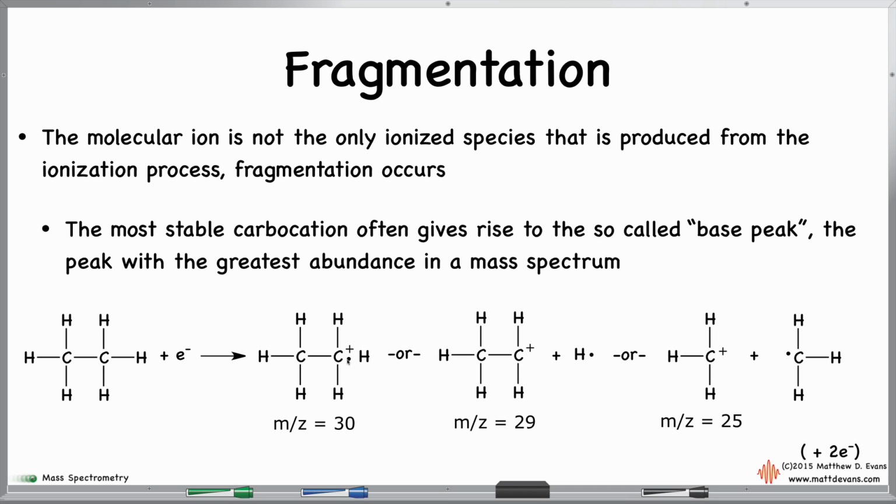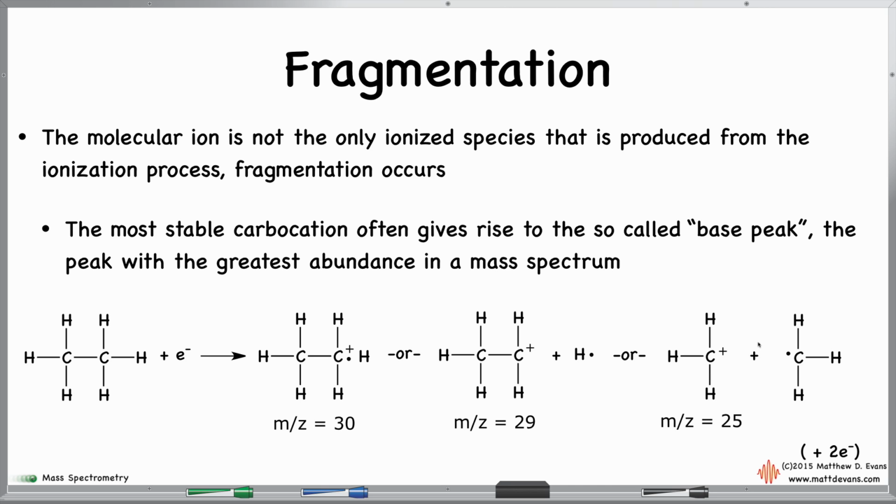Remember, electrons weigh 1/10,000th the mass of a proton or a neutron. So losing an electron really doesn't affect the atomic mass at all. So it's still 30, even though we lost an electron. But what happens some of the time is that instead of creating this molecular ion species, you simply knock loose a hydrogen radical, and you've got a carbocation. And because this has a charge like this, it's still accelerated down the flight tube, and we're still going to see it on the detector. And this one is actually 29 atomic mass units because we lost a hydrogen.